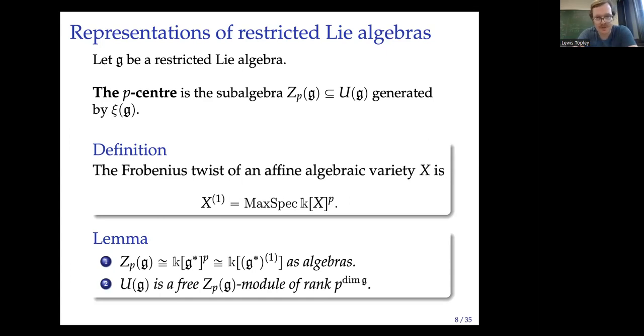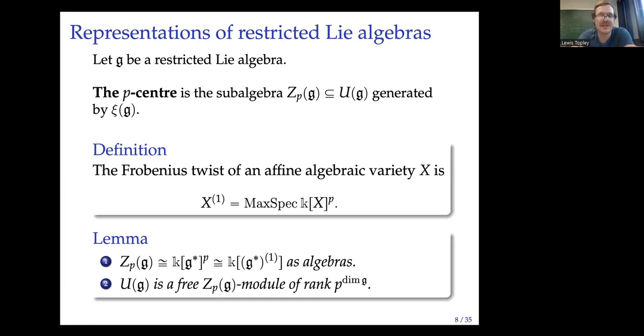So the lemma says that the p-center is isomorphic to the p-th powers in the coordinate ring of g star. And this in turn is, by definition, the coordinate ring on the Frobenius twist. So this basically follows from the PBW theorem. The p-center is almost the same as p-th powers modulo lower terms. The enveloping algebra is the same as k[g*] modulo lower terms. And so that's where this identification comes from. Well, one way of saying it anyway.